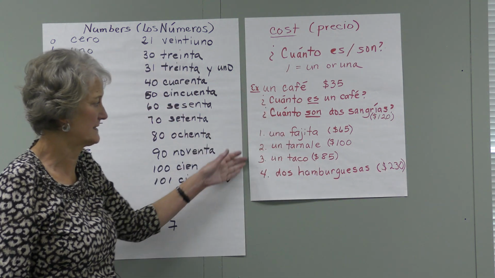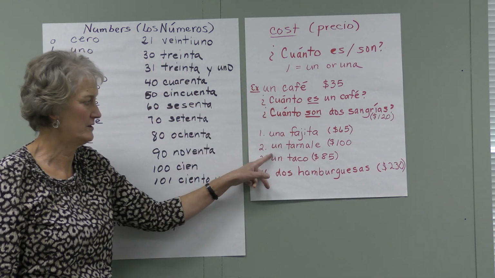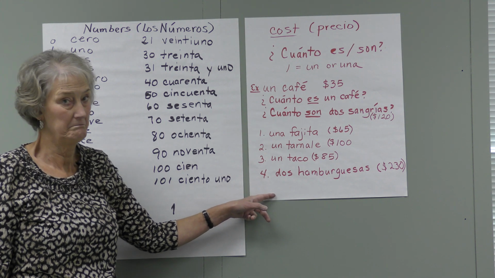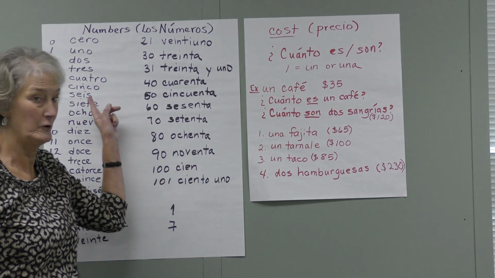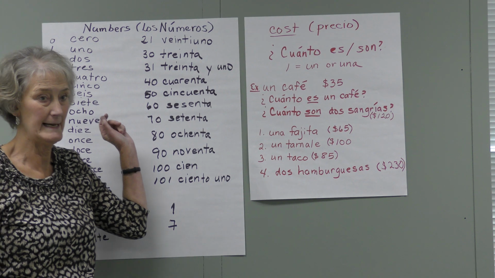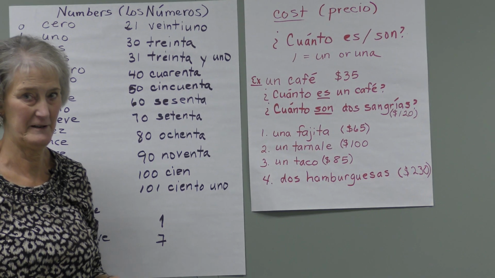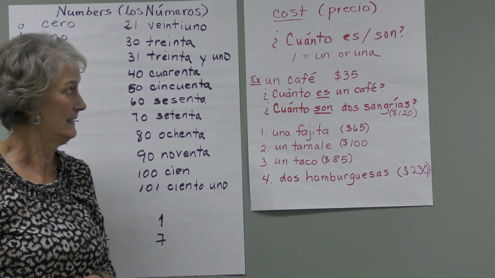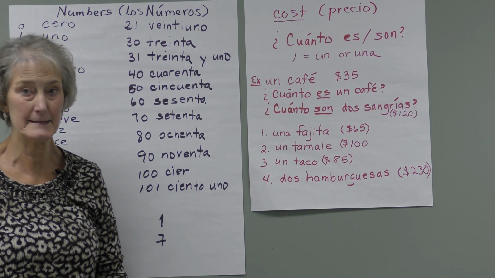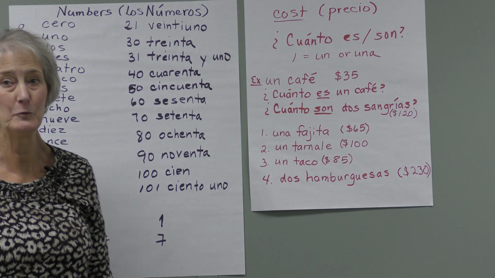So this is just an idea. I wanted to mention the un and una, because when I taught you that uno means one, I didn't lie, but it's only used when you count, all right? And this is the cost, precio, and the numbers to 100.